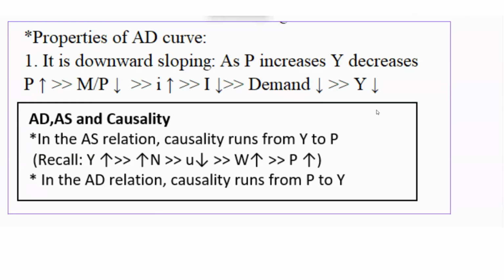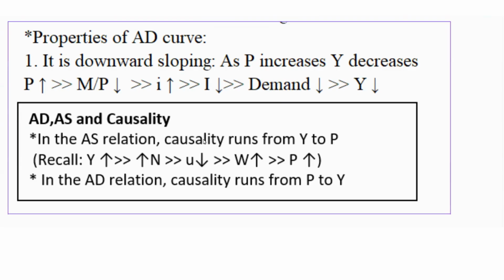So now, as we mentioned, the first thing that you should note over here with regards to AD-AS and causality is that in the AS relation, the causality goes from Y to P, where we learned that when Y increases, employment increases, for a given labor force, unemployment rate goes down, which causes W to go up from WS, and as a result, P increases from PS. So there's a causality from Y to P. But in the AD relation, the causality is from P to Y. So this is something important to keep in mind.